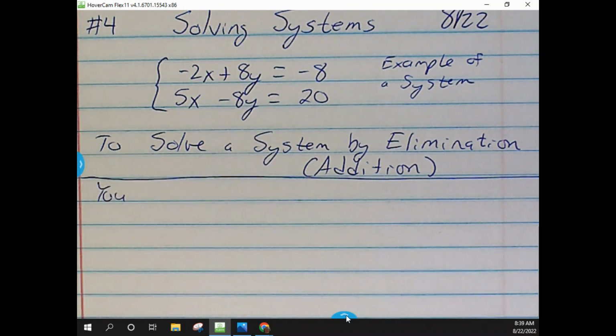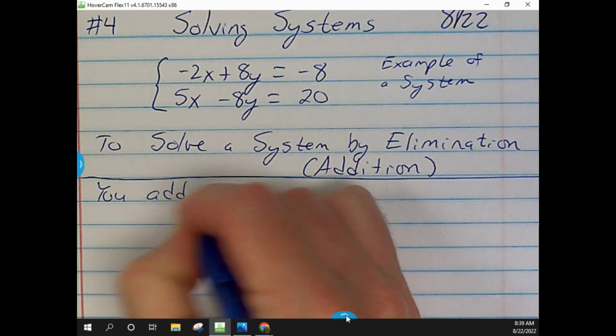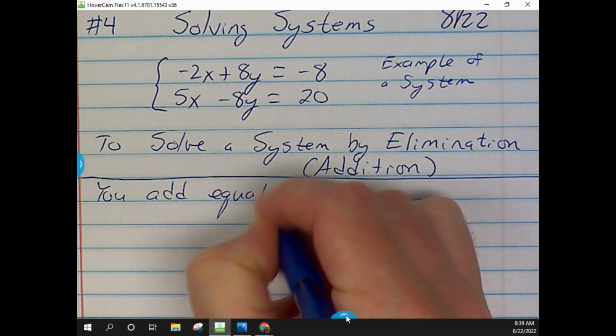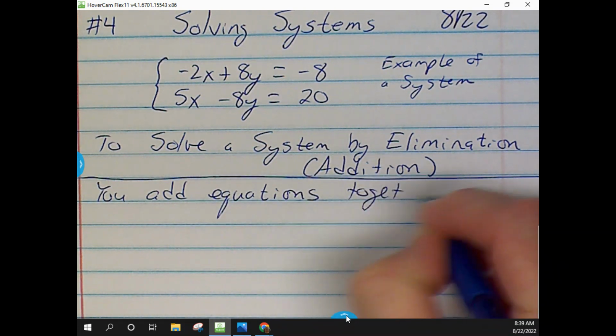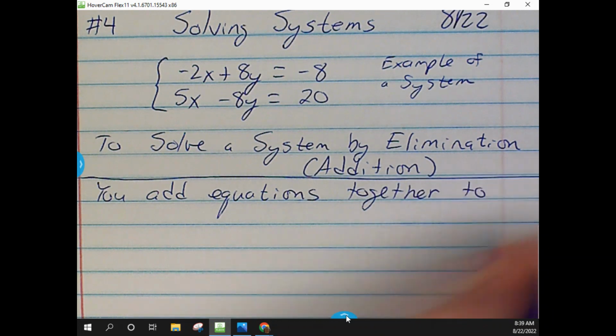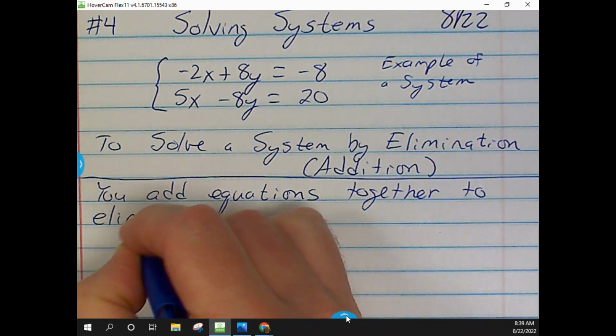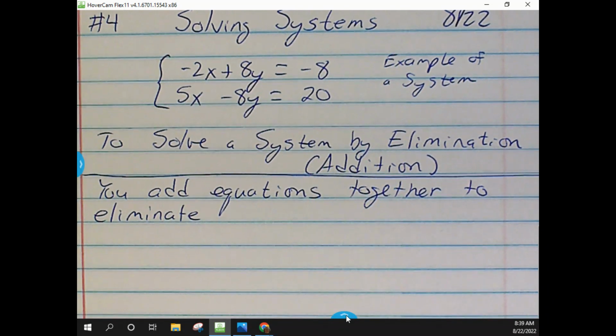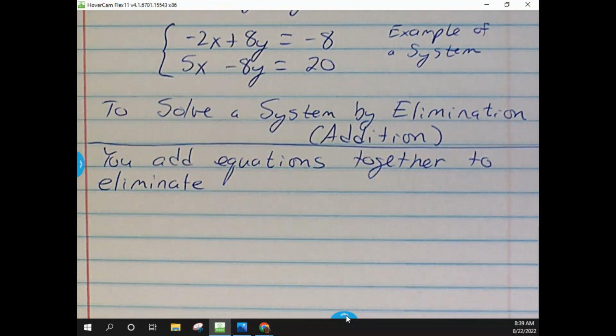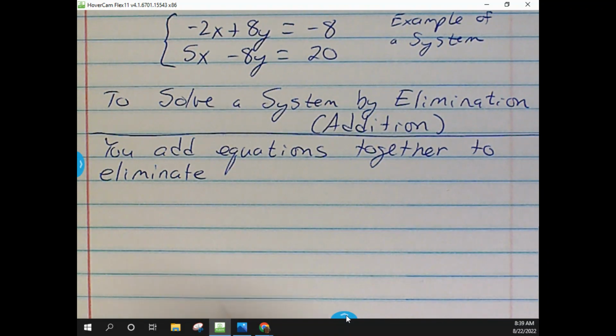So here's why it's the addition or the elimination method. You add equations together to eliminate. And that's why it's one of those two options, because you're going to add equations together, but at the same time, when you add the equations together, you're going to eliminate one of the variables.